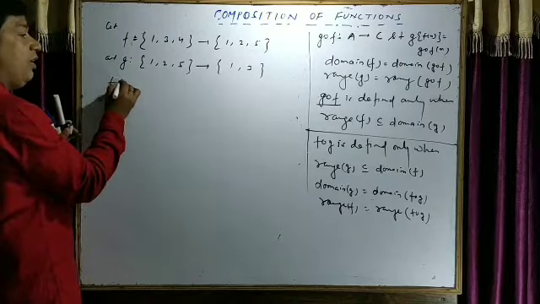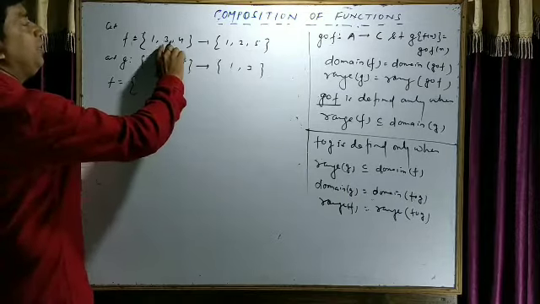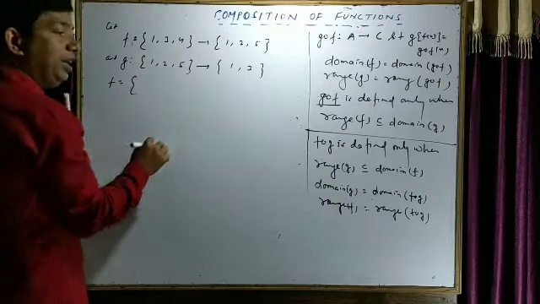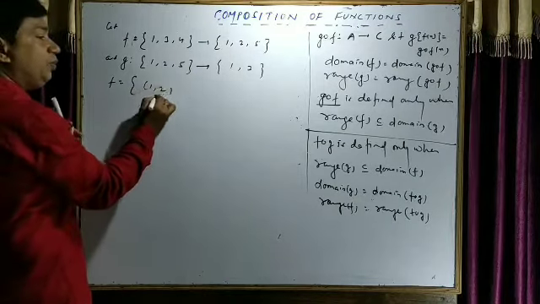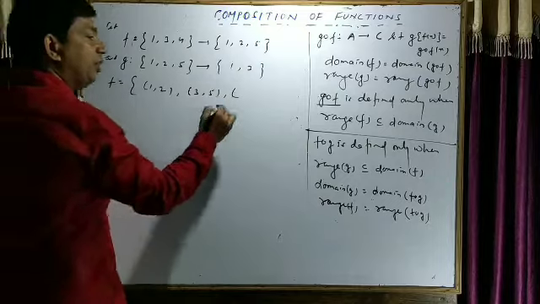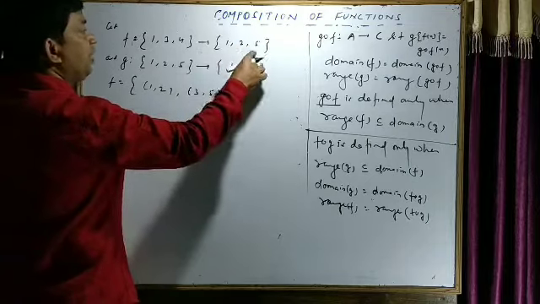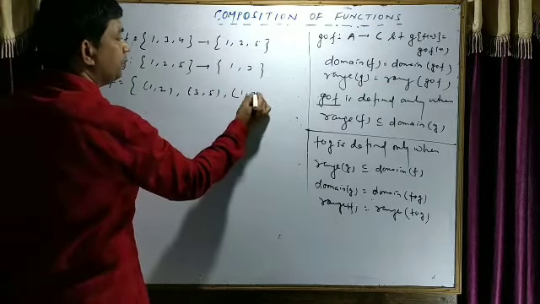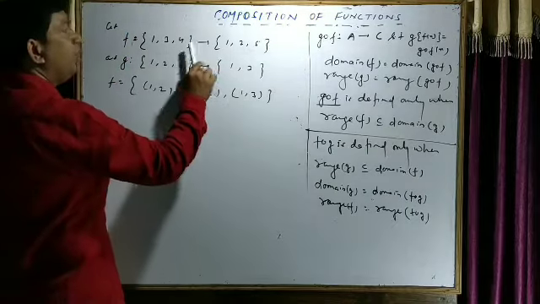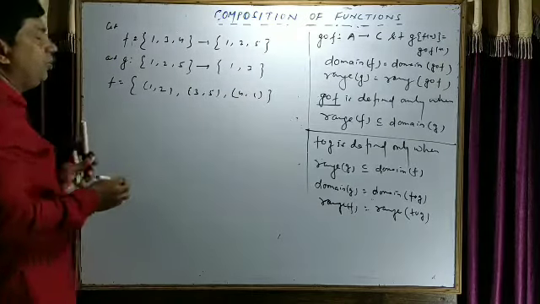Now write the rule. Suppose f is a function from this set to this set, so you take the values of f like (1, 2), (3, 5), and next one is (4, 1). Similarly for g: (1, 3), (2, 3), and so on. This is an example. What is the rule? f is a rule.